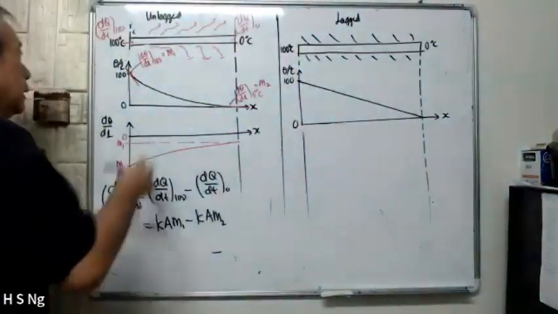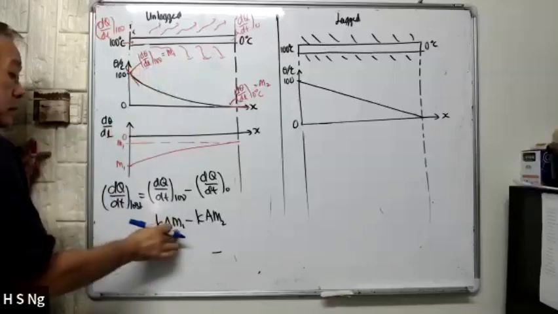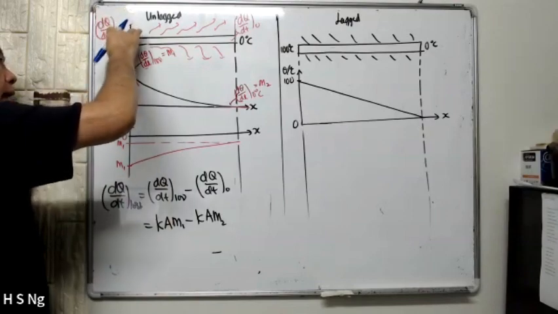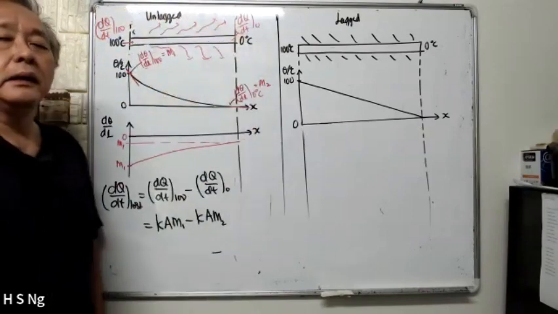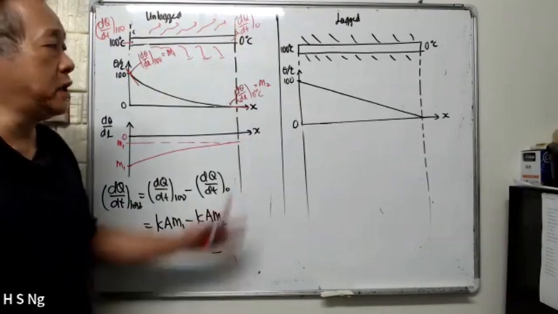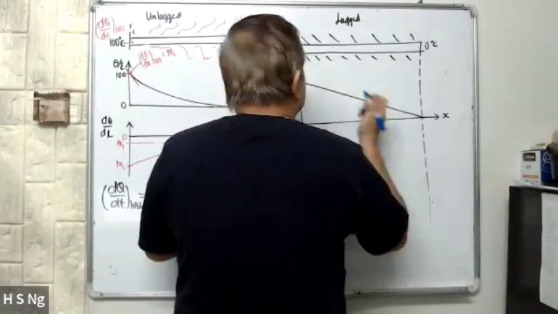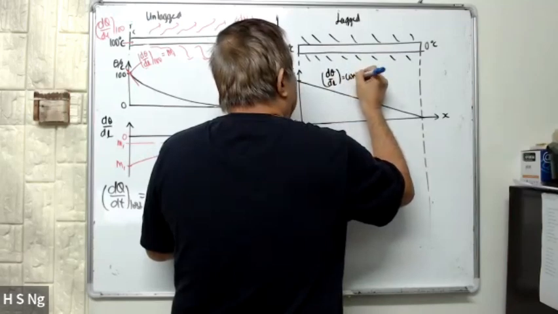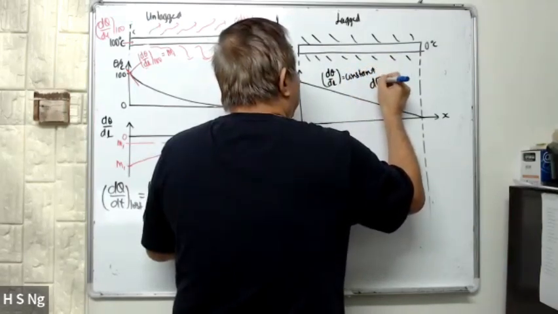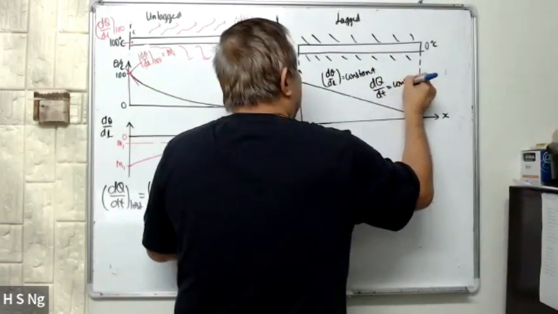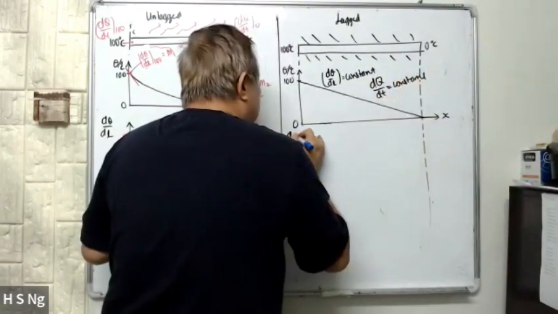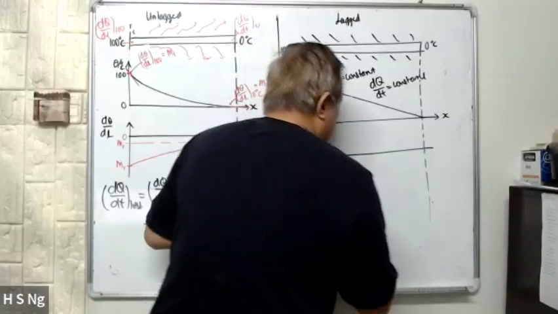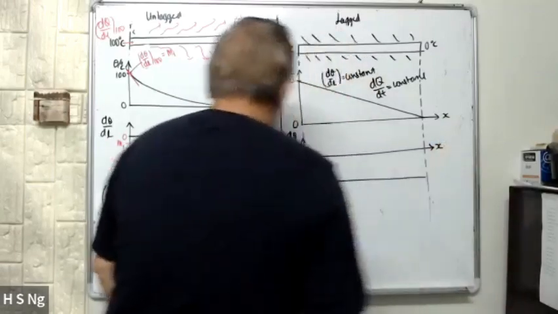You find the real temperature gradient here. The real heat flow at the hot end minus the real heat flow at the cold end will give you the rate of heat loss. This one, the lagged bar, there's no problem at all, because the temperature gradient is a constant. Why? Because the rate of heat flow is a constant. So if you draw the temperature gradient graph, you'll get a straight line like that. No problem at all.